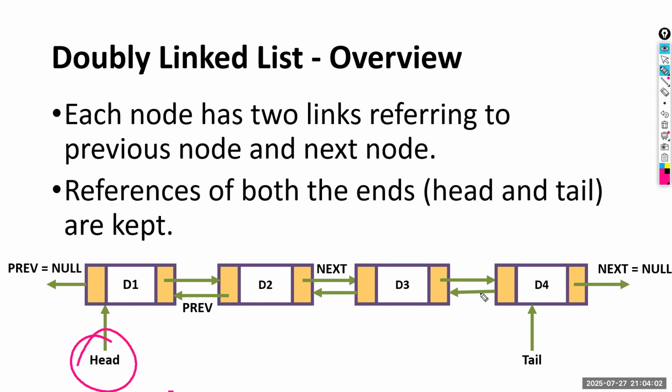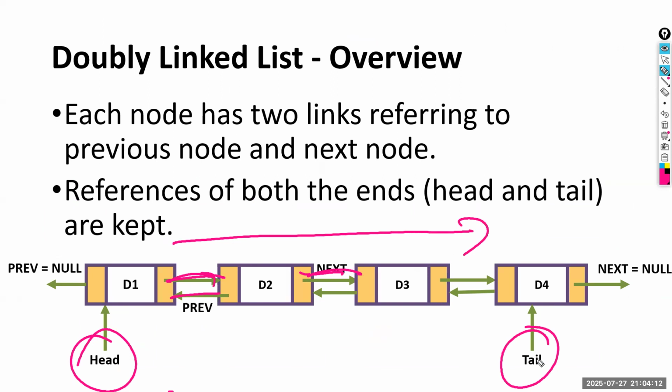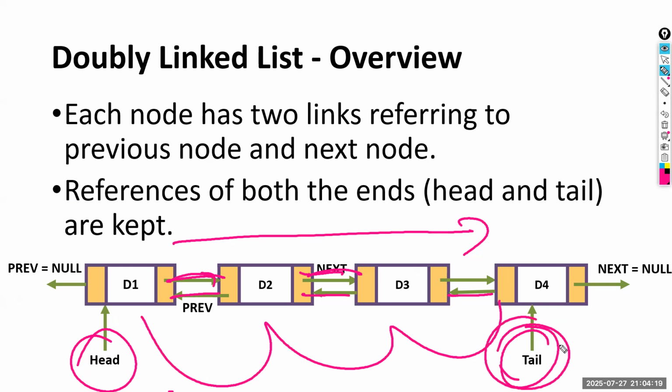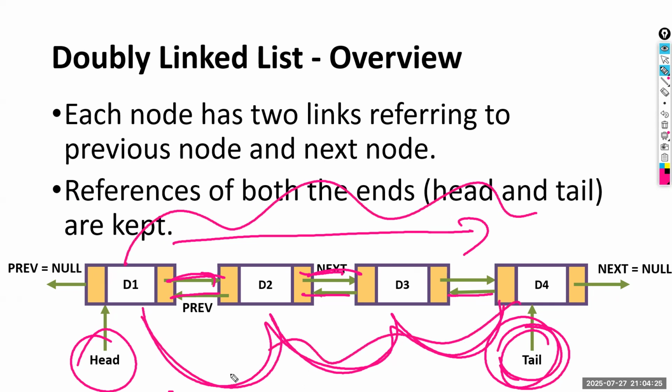The reason is in double linked list, there's a double link. So from head, using these links, you can go forward. And from tail, because we have another set of links here, we can go this way. So now this tail is also useful because you can traverse the other way. You can traverse this way from head or this way from tail. Because it's useful, we keep track of both head and tail.